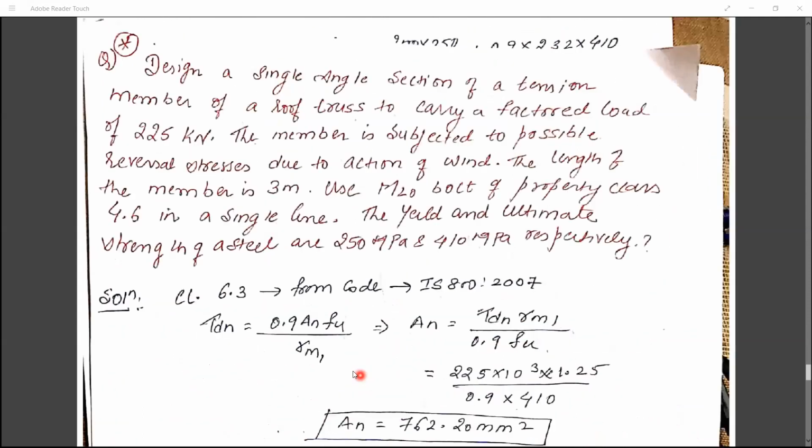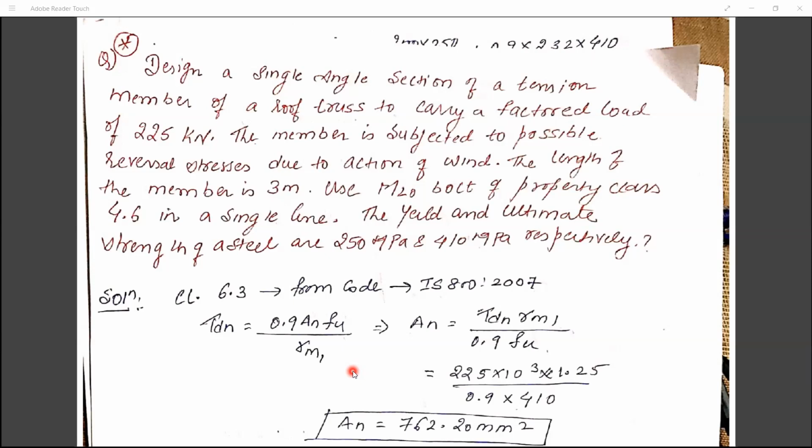That is nothing but: design a single angle section of a tension member of a roof truss to carry a factored load. See, here also the factored load is given. The member is subjected to possible reversal stresses due to the action of wind. Here the length of the member is 3 meter. Use M20 bolt of property class 4.6 in a single line. The yield and ultimate strength are 250 and 410 MPa respectively. Already in this problem, again it is a single angle section only.